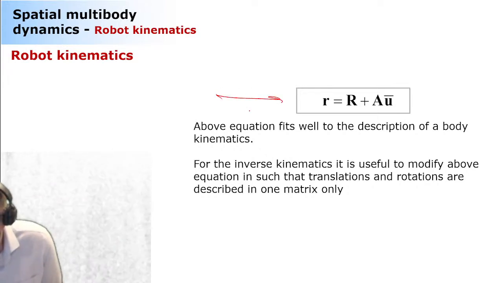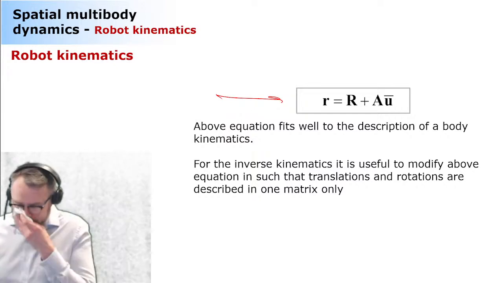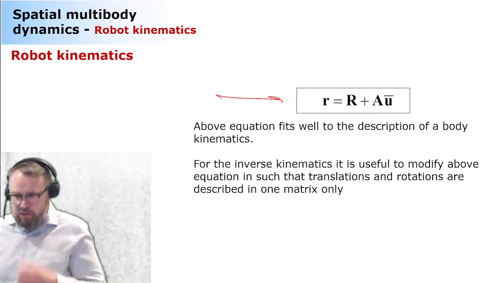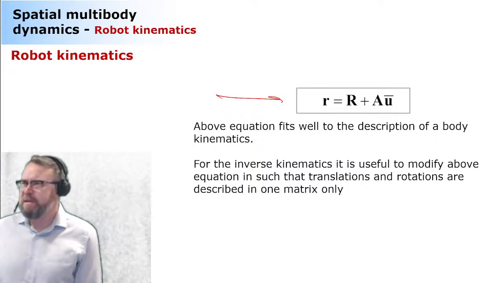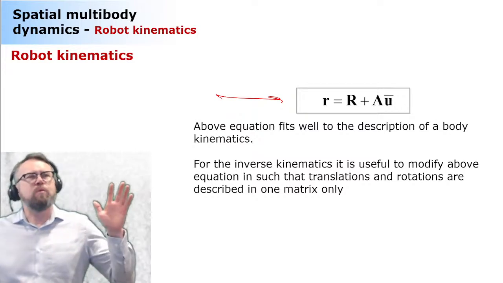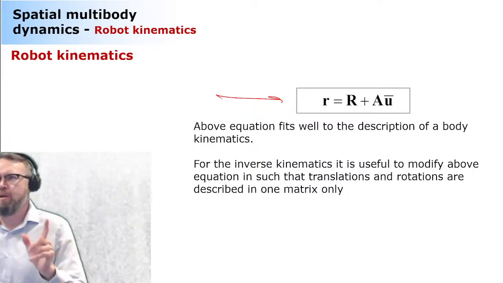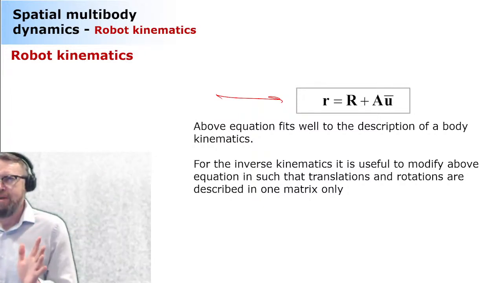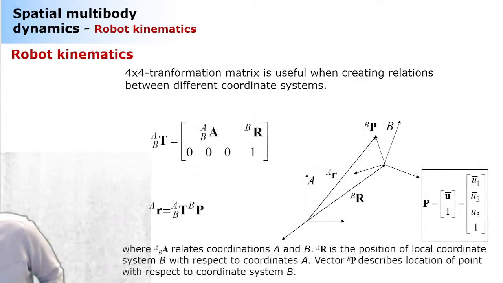This equation describes the basics of robot kinematics, but when we look at inverse kinematics and robots in general, we need to make some modification to the kinematics we used to deal with. And this is where I'm going to introduce you to these 4x4 matrix representations, very often used in a written exam. And it goes like this.